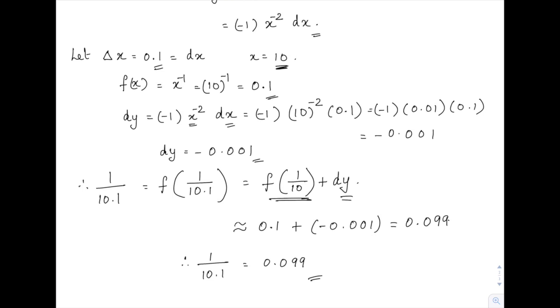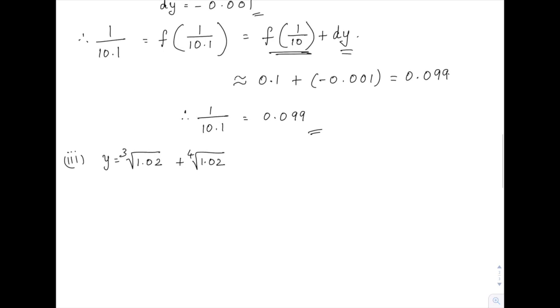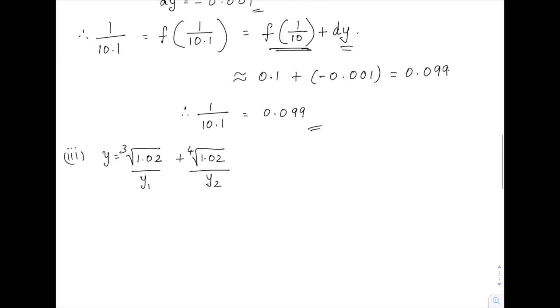Now let's move on to the third subdivision. The third subdivision is here, which is y is equal to cubic root of 1.02 plus fourth root of 1.02. So we are going to take it as two separate parts. This I am going to assume as y1, and this I am going to assume as y2.